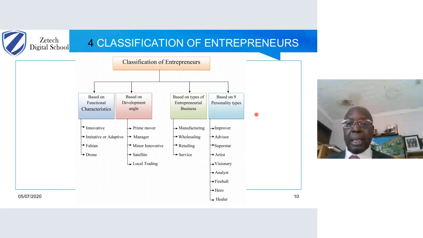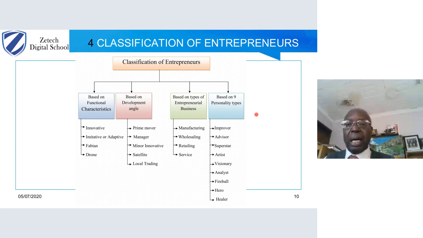There are those who are the Fabian entrepreneurs, the drone entrepreneurs, as we'll be seeing what this means. But they are based on functional characteristics. We can also classify them under the developmental angle, like private movers, the managers. You may get a person employed as a manager, but they express the entrepreneurial characteristics in terms of bringing change to the organization.